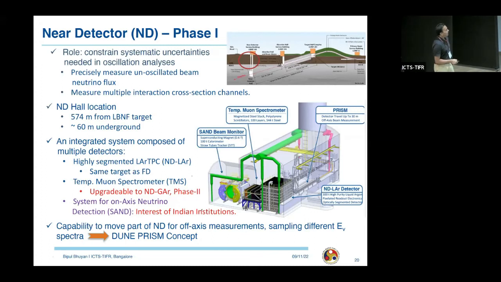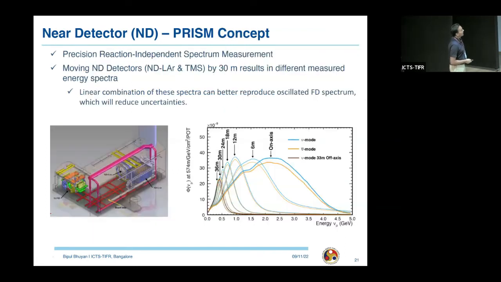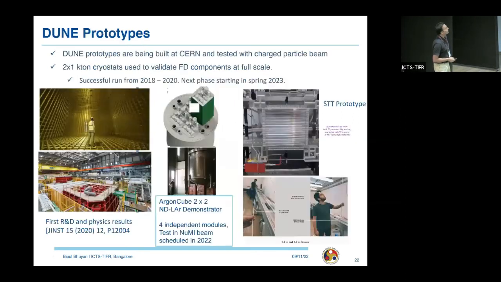Okay, so this capability to move this part of the near detector complex, these two detectors, to the off-axis direction is what is called the DUNE-PRISM concept. As I said earlier, it's going to be moved by about 30 meters, so that you can look at the various energy spectra. We can scan the energy spectrum by moving these two detectors in that direction by about 30 meters. That is going to help us look at the Far Detector spectrum and understand it in a better way. That is going to help us reduce the uncertainties on the calculation that we can do.